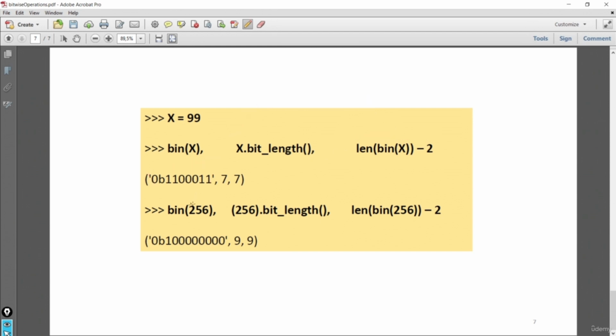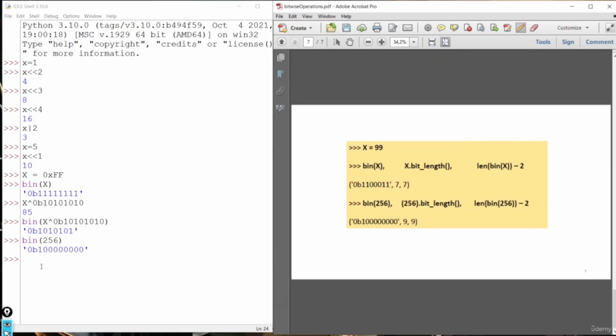Okay, let's consider the next example. This is the binary equivalent of 256. How many bits do we have here? After the letter b we have 9 bits. What about the length of the string representing 256? Here between single quotation marks we have 11 characters. 11 minus 2 gives us 9. Okay, let's make some practice.